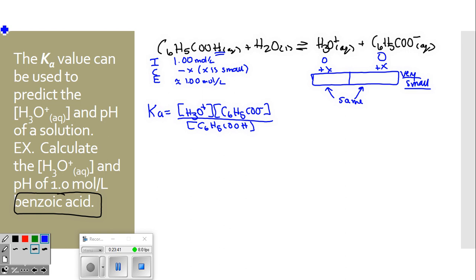Now, I can look up Ka in my data booklet, so I will. Ka for benzoic acid is 6.3 times 10 to the power of negative 5. So I already know Ka, it's not what I'm trying to calculate. Now I just said that the concentration of hydronium and of my benzoate ion should be the same. If I represent them both by x, I would have x times x, so x squared. On the bottom, I know that I have 1 mole per liter because that was the concentration of my acid.